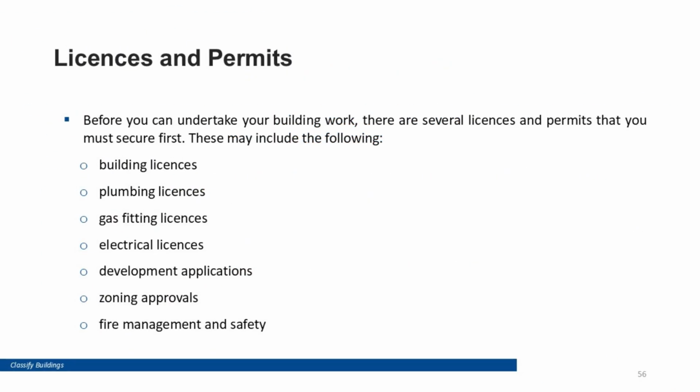Licenses and permits. Before building work starts, required licenses and permits must be confirmed. Depending on the project, this can include building approvals, trade licenses, development applications, zoning approvals, and fire safety approvals. Getting this right early supports a compliant construction process.